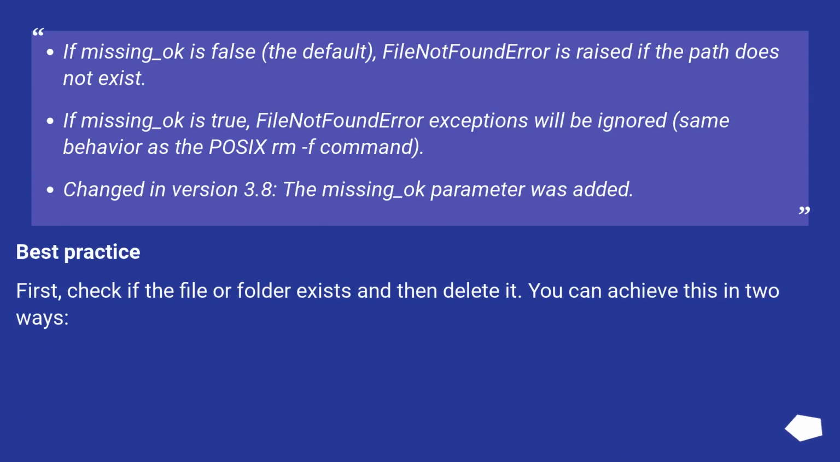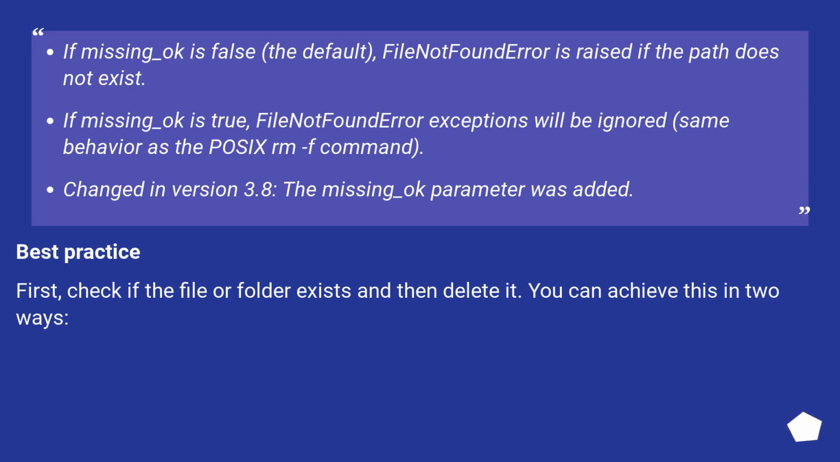If missing_ok is false, the default, FileNotFoundError is raised if the path does not exist. If missing_ok is true, FileNotFoundError exceptions will be ignored, the same behavior as the POSIX rm -f command. Changed in version 3.8: the missing_ok parameter was added.